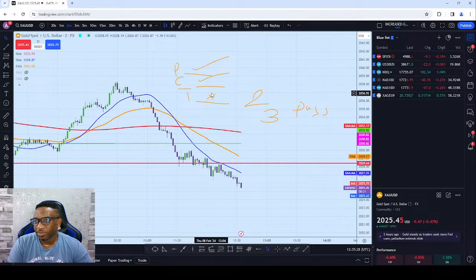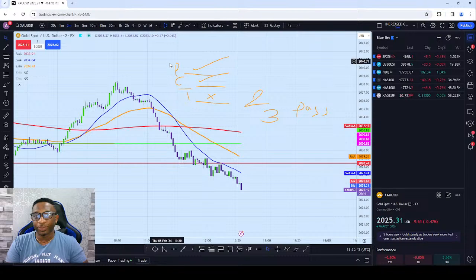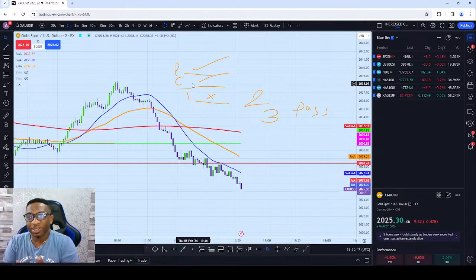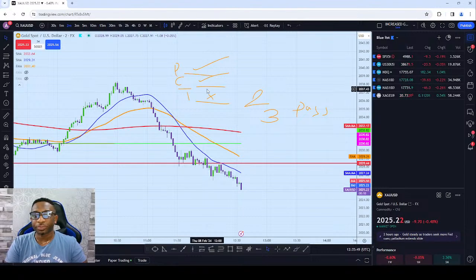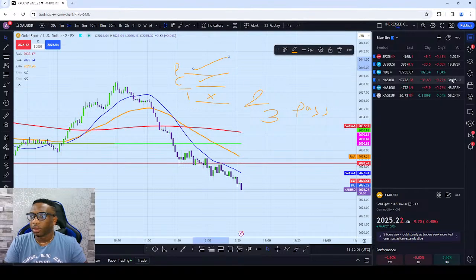Let me quickly show you this again. It's very important before you start trading to identify the states of the market, whether it's in the narrow state or the wide state. If it's in the narrow state, you know what you're looking out for. If it's in the wide state, you know what you're looking out for. That will determine the direction that you need to trade.